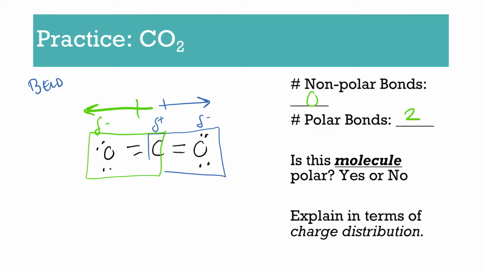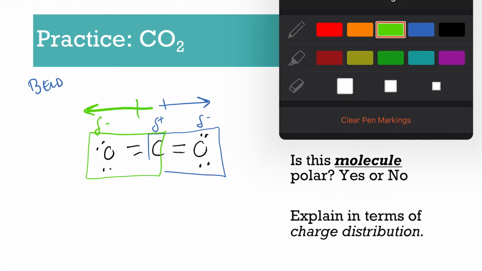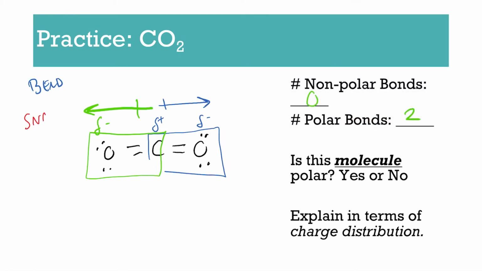So a good rule of thumb, if you have extra electrons drawn, good chances that is a polar bond. So is this molecule polar, yes or no? Now we have to look at SNAP. Is our compound symmetrical? So the answer is it is.